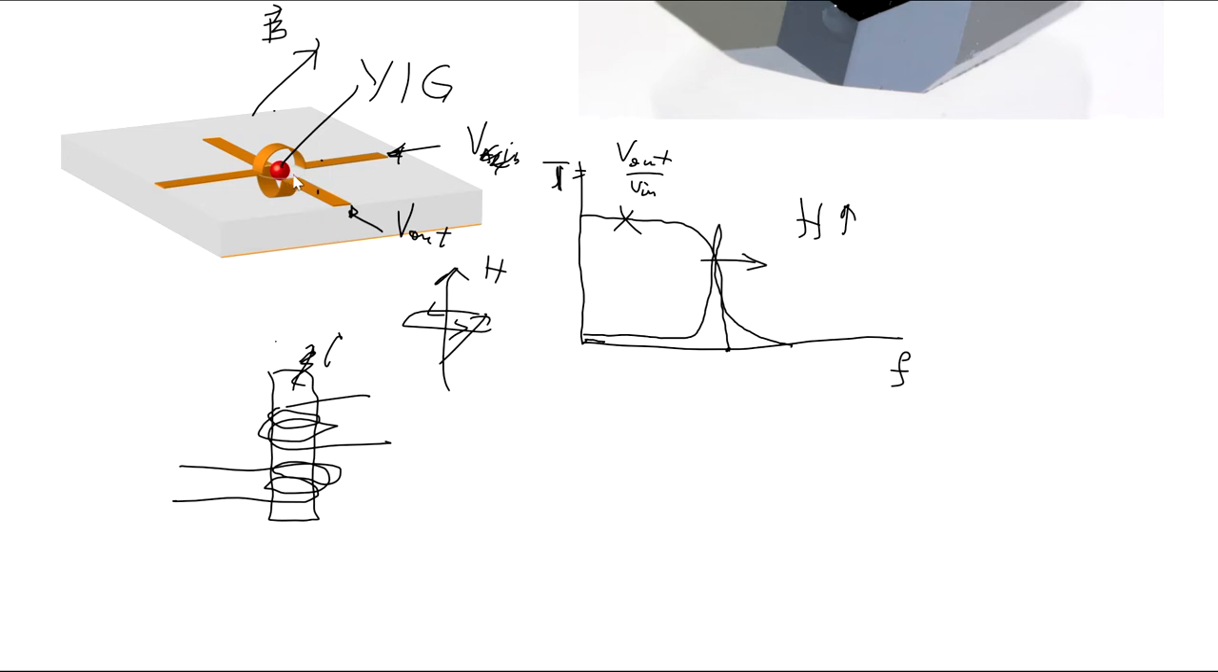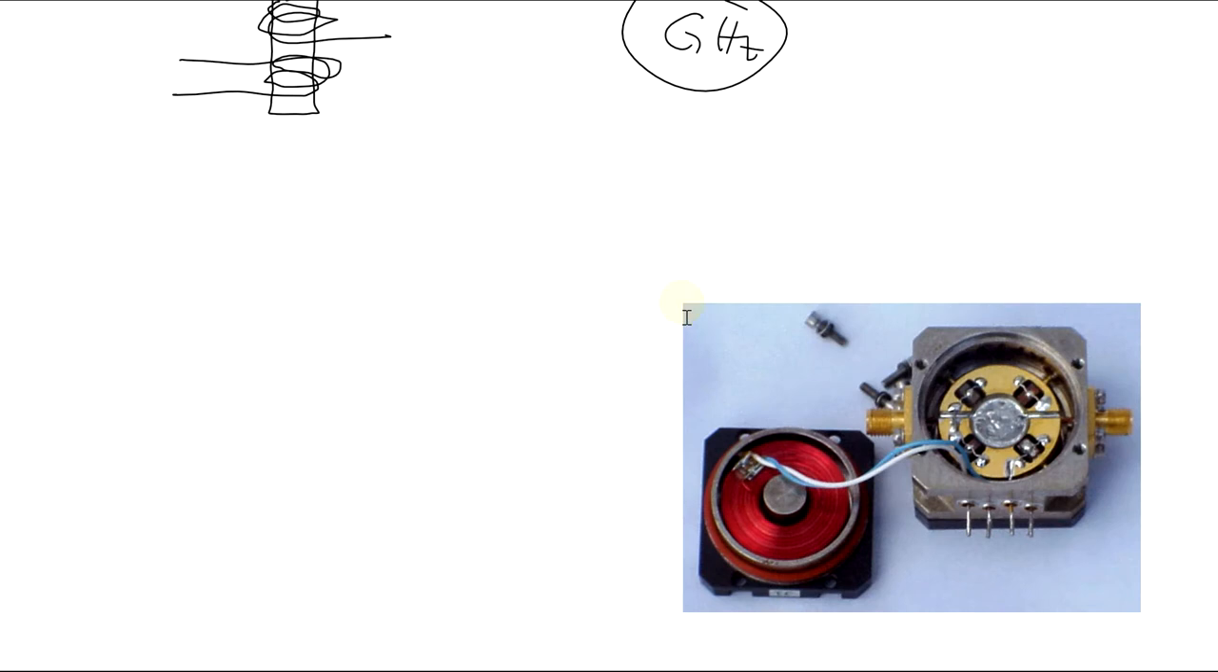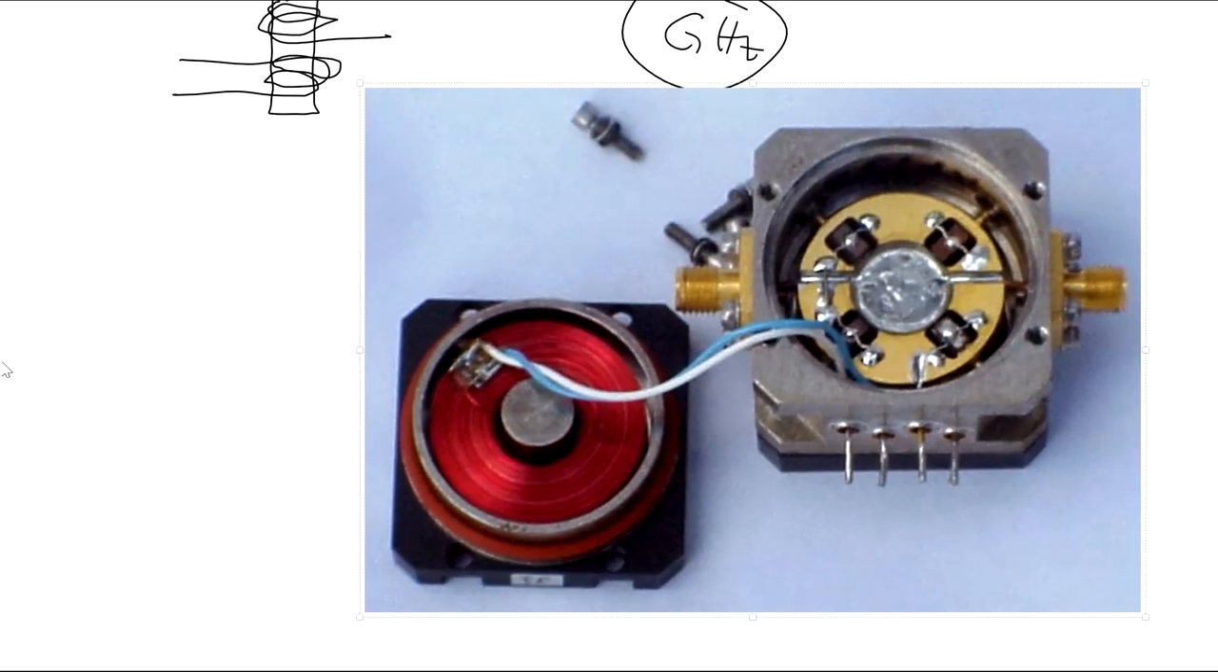Frequencies at which this crystal oscillates are all in the gigahertz range, which means that this is a microwave filter. And it's not just a filter, but a tunable filter. You can tune the range in which it transmits. And there are commercial microwave tunable filters which look like this. So it's a box with two connectors.